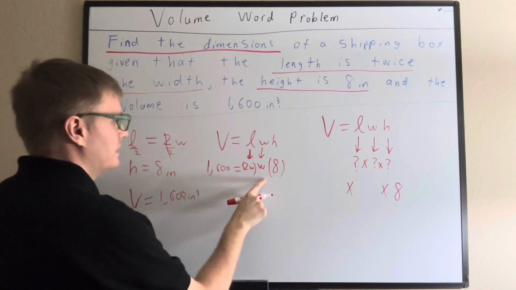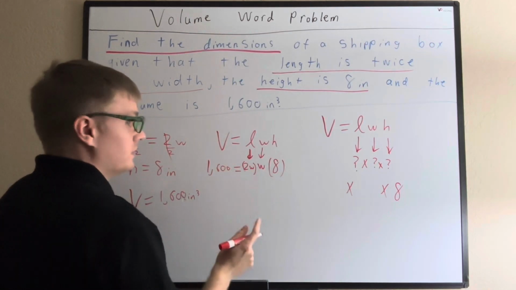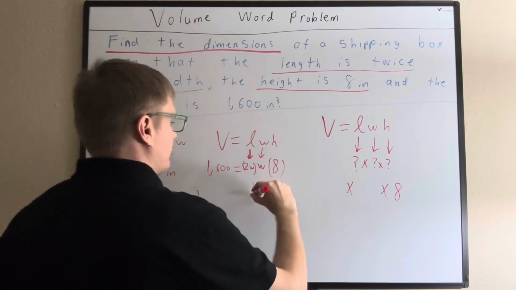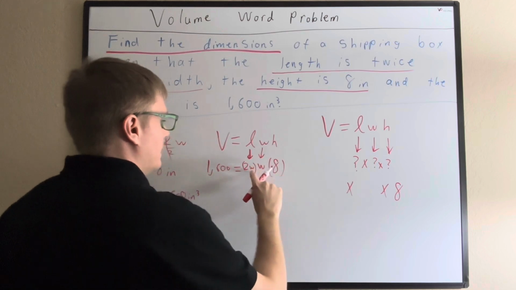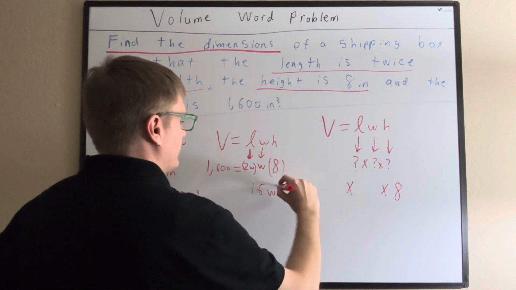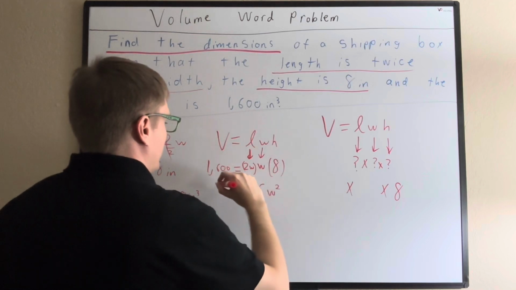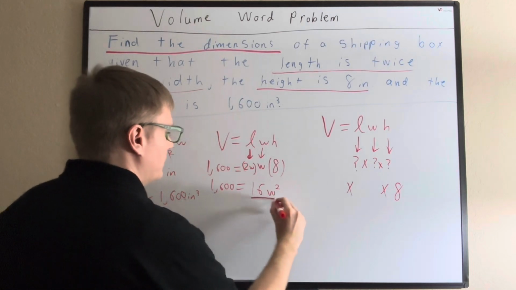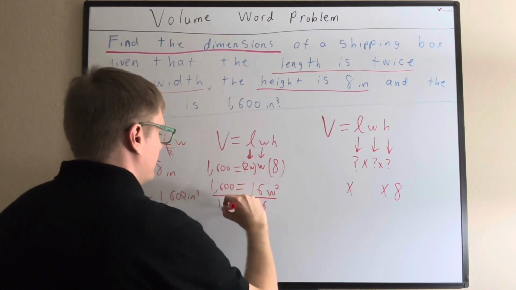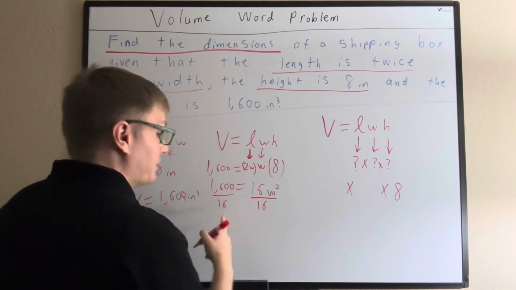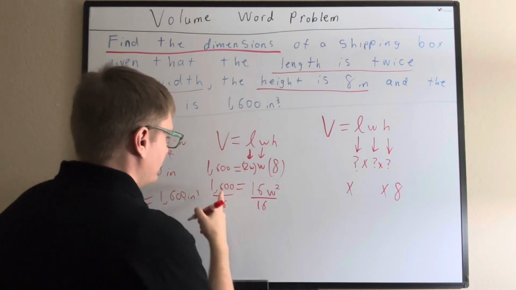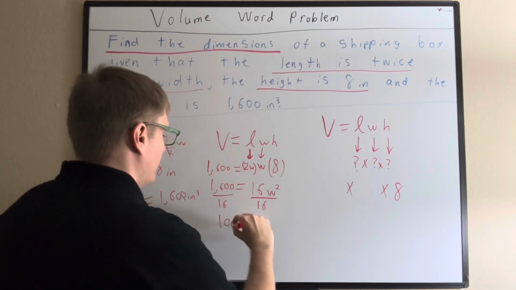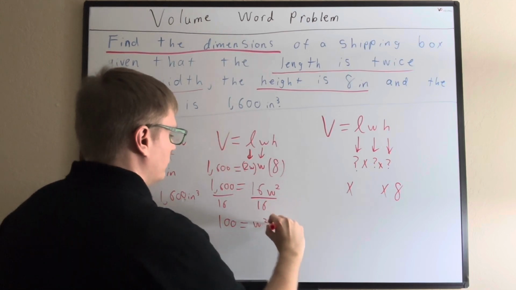Okay, but to solve this, we need to actually solve for W now. Well, let's multiply these numbers together. 2 times 8 is 16, right? W times W is W squared, and that's equal to 1,600. Now, we need to get W by itself, so we've got to divide by 16. I'm pretty sure that 1,600 is just 16 times 100, so 1,600 divided by 16 would just be 100 equals W squared.